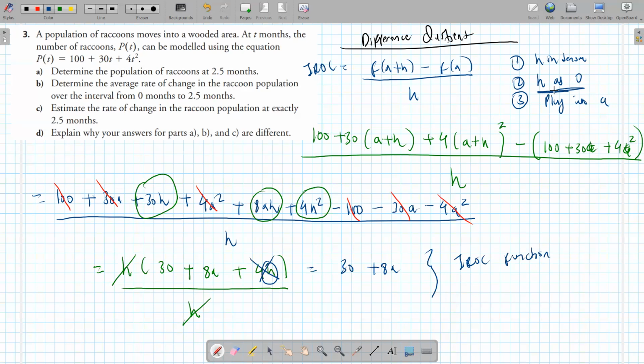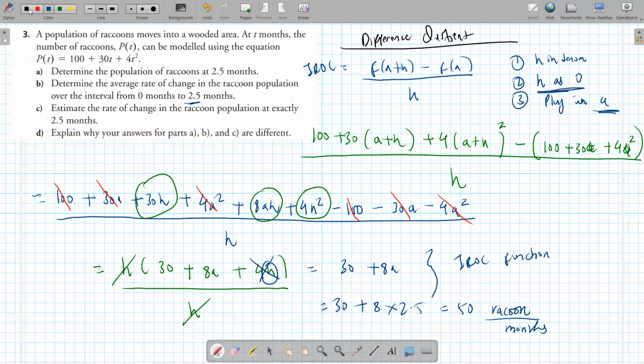So we're on this step. Now for the final step, we're going to plug in that value of 2.5. So 30 plus 8 times 2.5, that's 50. Exactly 50, and that's the precise answer. That's also what we got before using the calculator approach. Well, they ended up being the same, but this method will always give you a more precise answer.